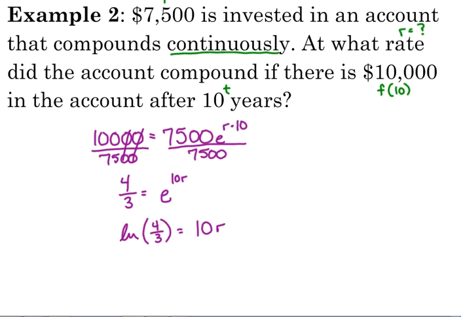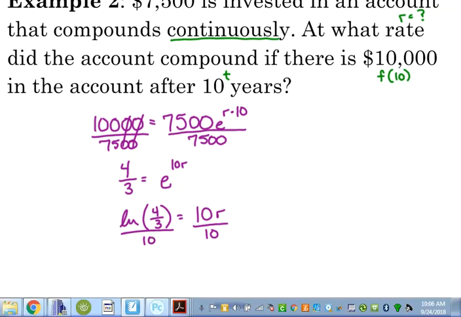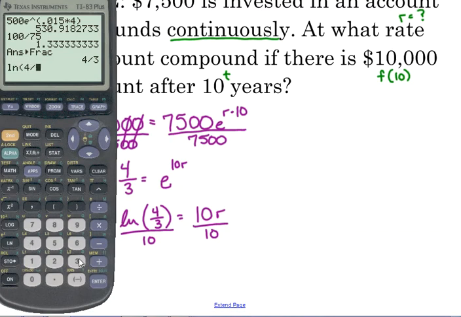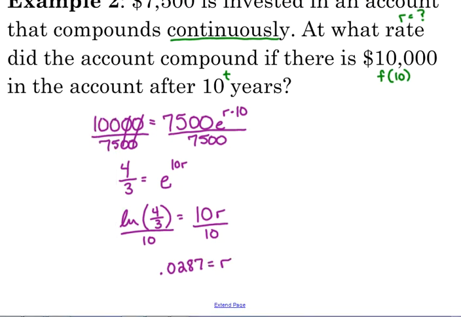Remember, we can check it. Use your swoop. The base of the natural log is e. e to the 10R is equal to 4/3. So we have the same expression, we just flipped it around. What's our last step in solving for R? Divide by 10. That's the exact answer. I don't want the exact answer, I need to know the rate. I need the actual decimal here. So natural log of 4/3, close my parentheses, divided by 10. I get 0.0287 is R. That's in decimal form, so I can convert it to a percent by moving it over 2 places. So 2.87%.